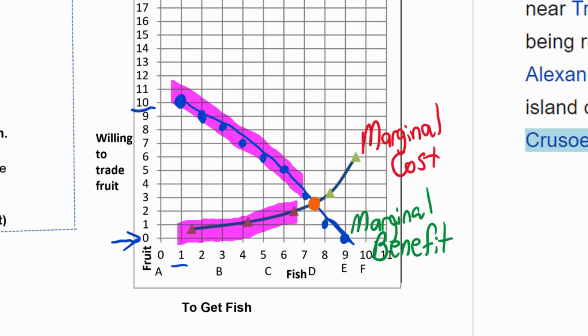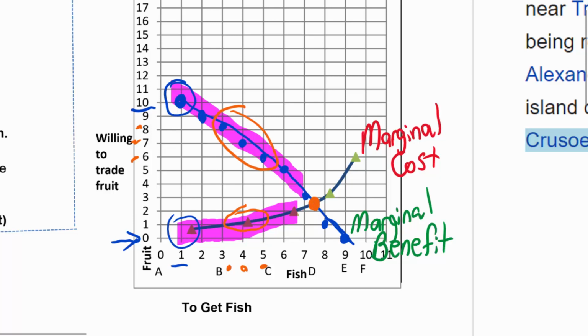And just to make that a little more explicit, he's willing to get the first fish because he's willing to give up 10 fruit to get the first fish. But he only has to give up 2/3 of a fruit to get the first fish. Along here in the middle, he's willing to give up 8, 7, or 6 fruit to get the 3rd, 4th, and 5th fish. But in this region, he's only having to give up a little more than 1 fruit to get each fish. And where he should stop is where these 2 lines intersect.